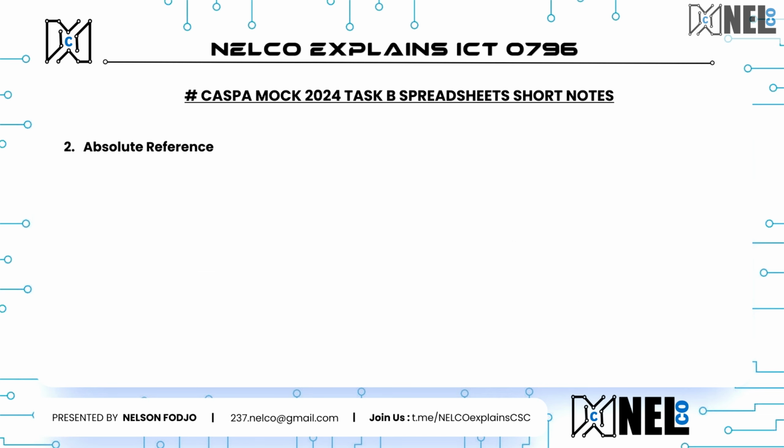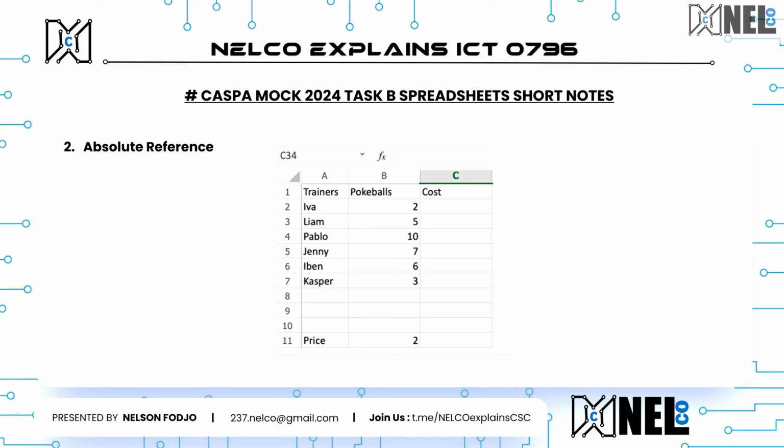Next, let's look at absolute cell references. Let's say you have another scenario, look at this spreadsheet for example, you have trainers, Pokeballs, and the price. Now we want to calculate the total cost. If Eva has 2 Pokeballs, the cost of 2 Pokeballs, given that one of them costs 2 francs, is 2 times 2. Same thing for Liam. If he wants the total cost of his Pokeballs, he needs to multiply the number of Pokeballs he has by the price of 1 Pokeball. So that will be 5 times 2. Pablo, the same thing, 10 times 2. Jenny, 7 times 2, and so on.